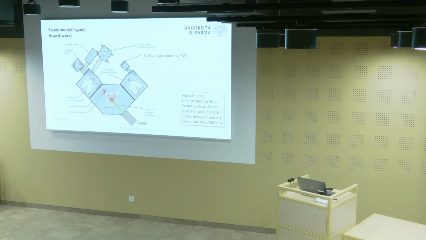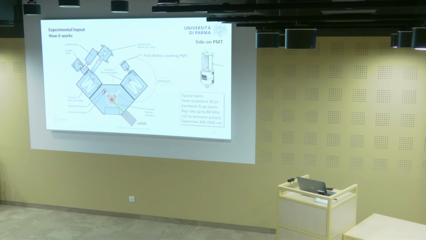How does the instrument look? It looks like any fluorometer. You have a laser, you shine light on your sample, and at a right angle you collect the fluorescence emission through a monochromator and a photomultiplier. A photomultiplier looks like this. It's a very old-fashioned picture. Nowadays they are much more compact, small and fast.